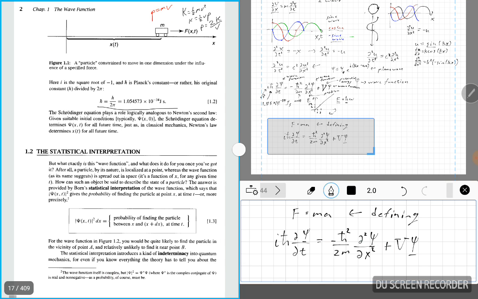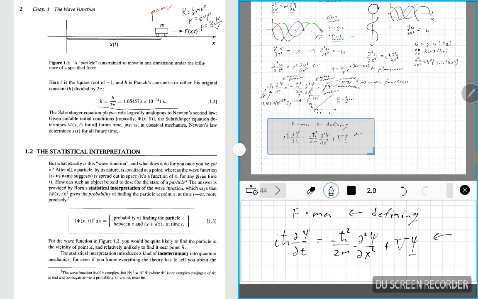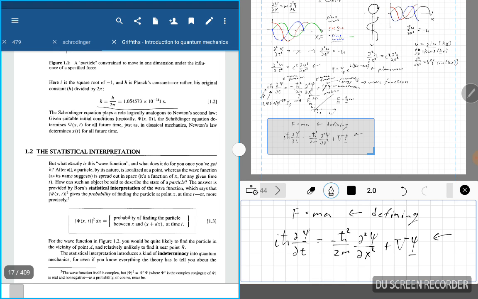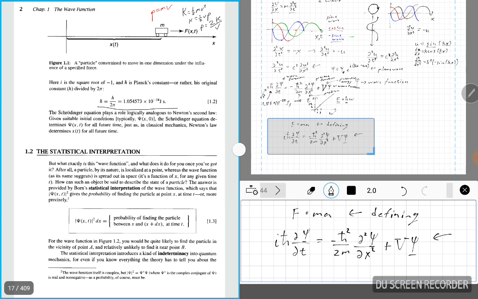So that's section 1.1 of Griffiths. There's a lot more detail that we could go into, specifically how to get to this equation, how to use an example to get to that equation. In order to get there, it is actually necessary to look at more of the applications of that wave function, how we use that wave function to actually find things.